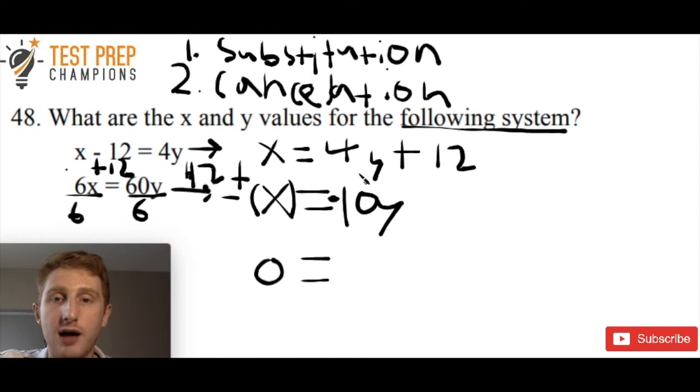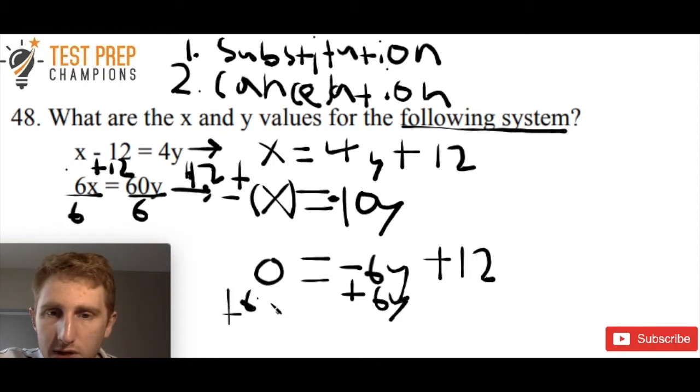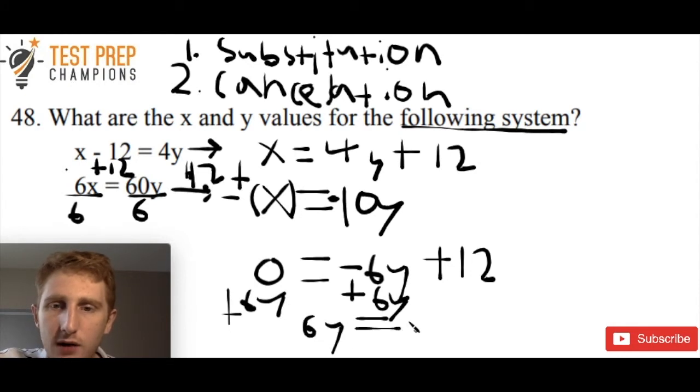And now we add this up: we've got 4y plus negative 10y, which is going to be negative 6y, and plus 12, which is going to be the same. And so now what I can do is add this y over here. We want to get the variable alone as always. So I want to add 6y to both sides of the equation. So now we've got 6y equals 12.